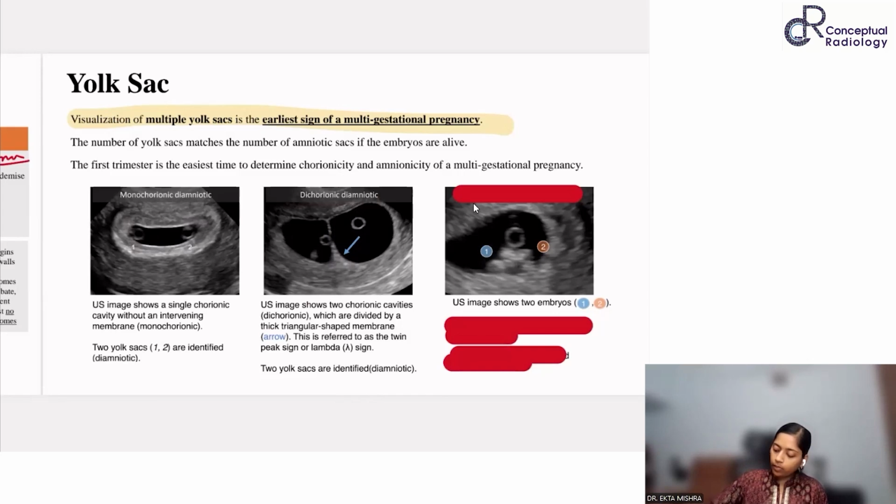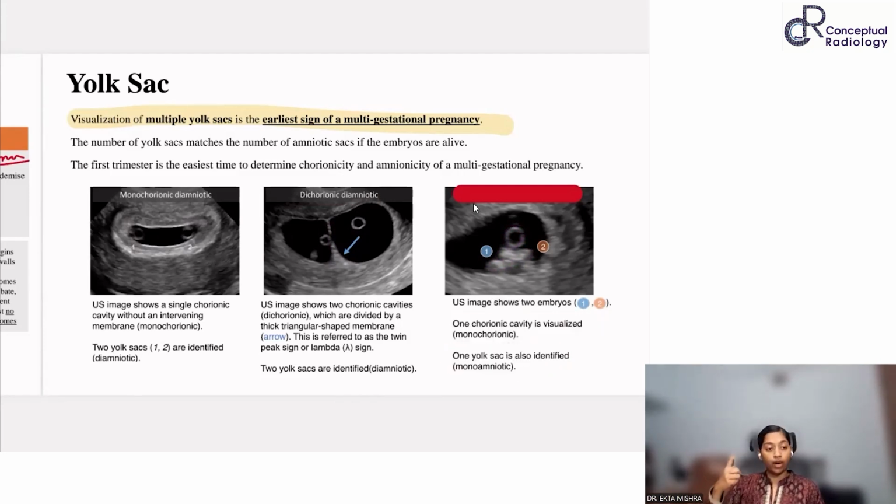Third, you see two fetal poles here. So twins. However, how many yolk sacs can you see? So what is this? One chorionic cavity, monochorionic. One yolk sac, one amniotic cavity. So monochorionic, monoamniotic.